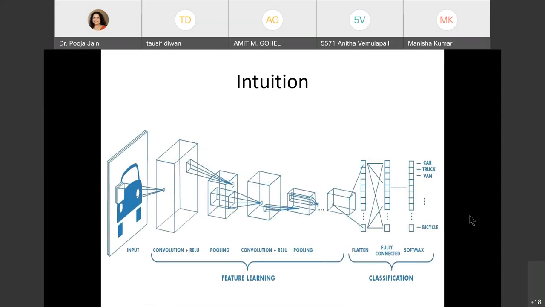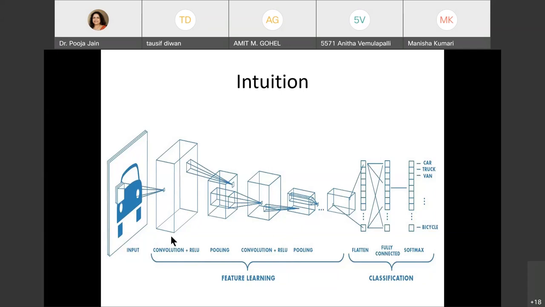Now see the intuition behind this architecture. Consider that this input is given to us. After this input, we apply a convolutional neural network. The neurons in the convolutional neural net are activated using the non-linear activation function ReLU, which is known as rectified linear unit. After that, we apply downsampling. Downsampling means we extract the important features and we ignore the non-important features. Then one more convolution operation is there, then one more activation function, which is once again ReLU, then one more pooling layer.